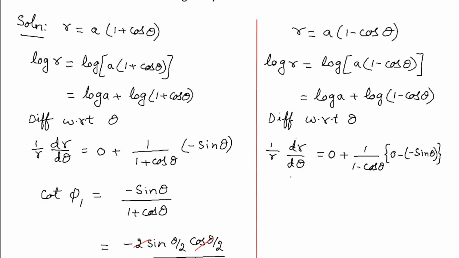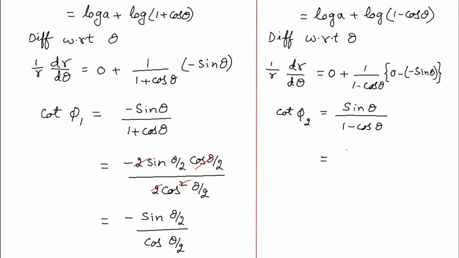1 by r dr by d theta, we know it is cot of phi. Because it is the second curve, I will be taking phi 2. This will be equals to, so minus of minus will become plus. So we'll be having sine theta divided by the denominator, 1 minus cos of theta, which will be equals to sine theta, the half angle formula will be 2 sine theta by 2 into cos of theta by 2, whole divided by 1 minus cos theta, the half angle formula will be 2 sine square theta by 2.